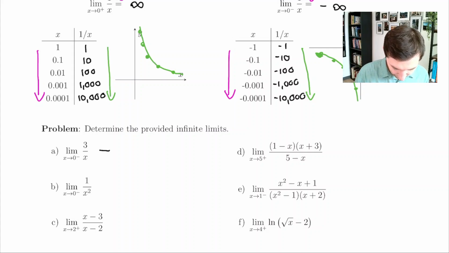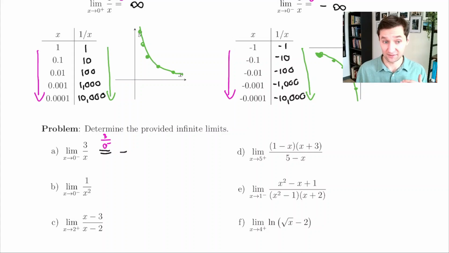In the first case, the numerator is always 3. That never changes. The denominator gets closer and closer to 0 from the left. So I get a positive number divided by a negative number. That gives me negative. And I know that the denominator gets closer and closer to 0, which makes the whole fraction get bigger and bigger. So I get negative infinity.